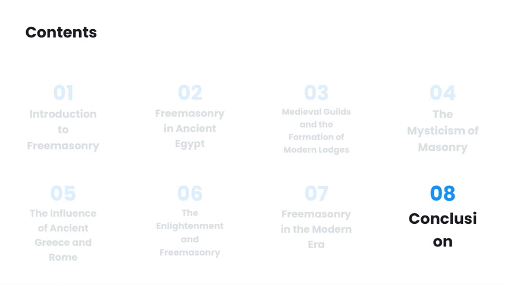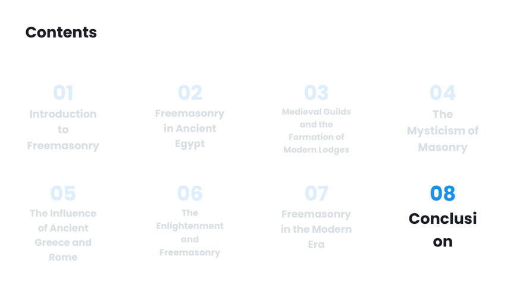Let's take a moment to look at the overall structure of our presentation. On this slide, we have the contents that we've covered and will cover, starting with the introduction to Freemasonry. We then explore its roots in ancient Egypt, highlighting how early civilizations influenced its symbolism and traditions. Moving forward, we see the impact of ancient Greece and Rome, which helped shape many of its philosophical aspects. Next, we discuss the medieval guilds, which laid the groundwork for modern lodges and organizational structure.